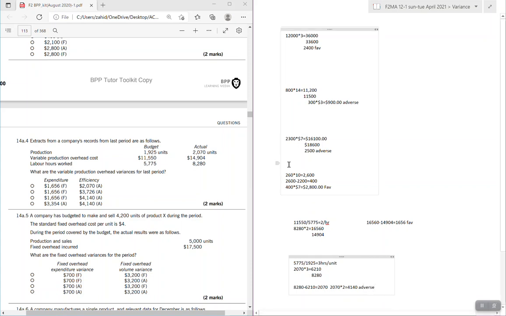So our answer is 1,656 favorable and 4,140 adverse, which means C.